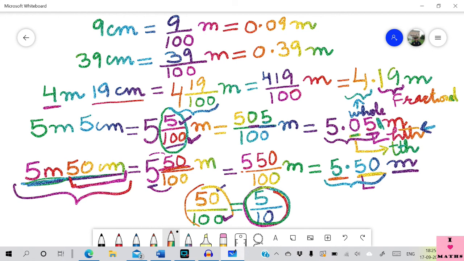I hope children you would have understood how to change the lengths, how to write the lengths in different ways, in the fractional forms, in the decimal forms, and so on. That's all for today children.